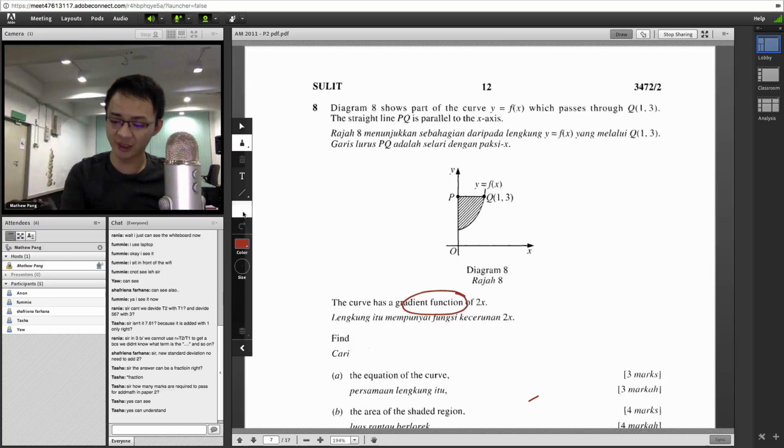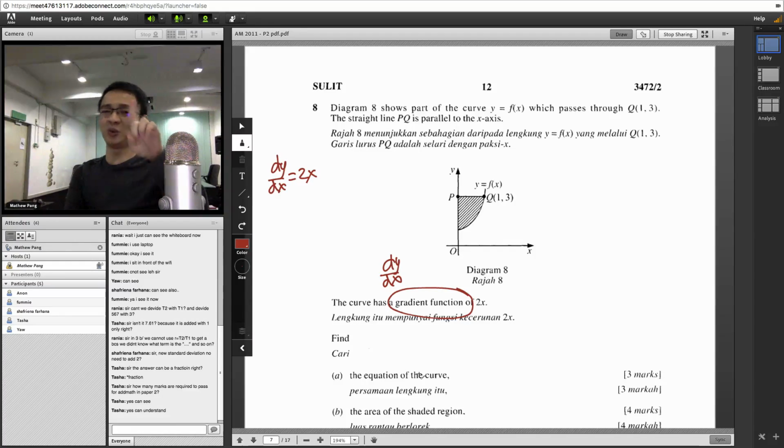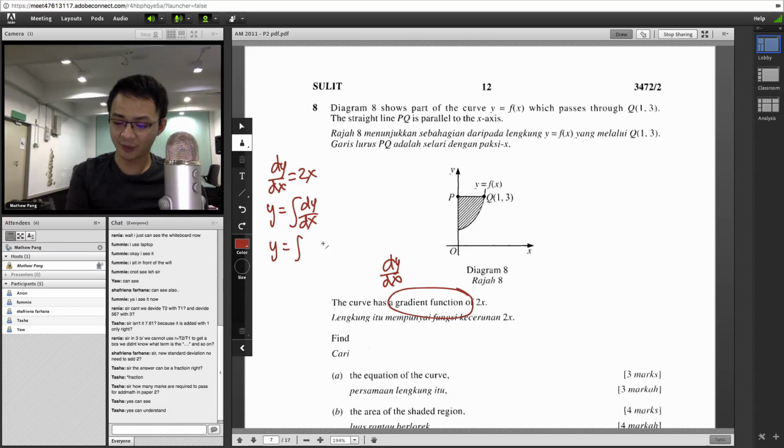First, when you see the gradient function, you have to know that the gradient function is dy/dx. So in this case, the question is telling you dy/dx equals 2x. Then it asks you to find the equation of the curve. In math, there's only one way to find the equation of a curve, which is to integrate dy/dx. So when you integrate 2x, because 2x is your dy/dx, you will get 2x squared over 2 plus c.